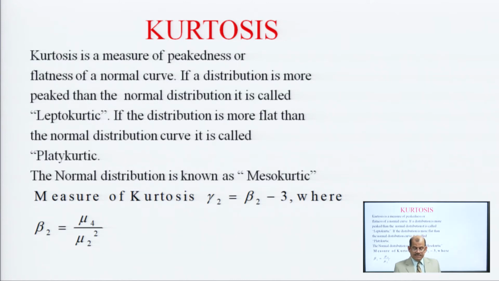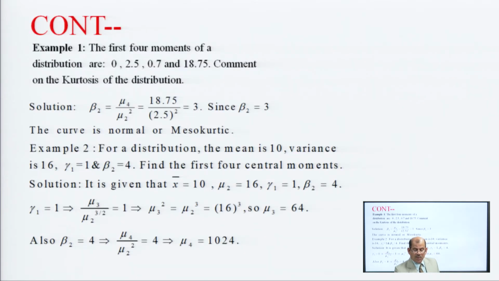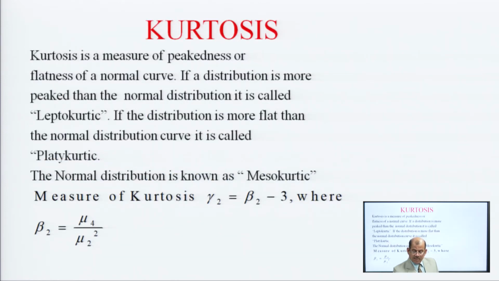Normal distribution is also known as mesokurtic. Measure of kurtosis: gamma 2 is equal to beta 2 minus 3, where beta 2 is equal to mu 4 by mu 2 square. With the help of beta 2, we find gamma 2.